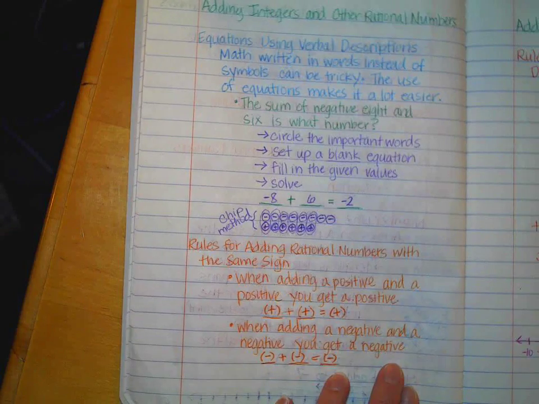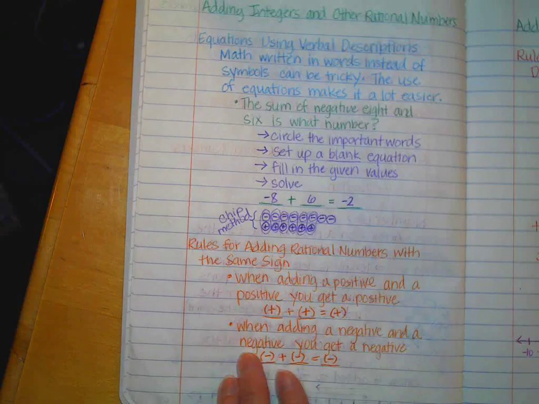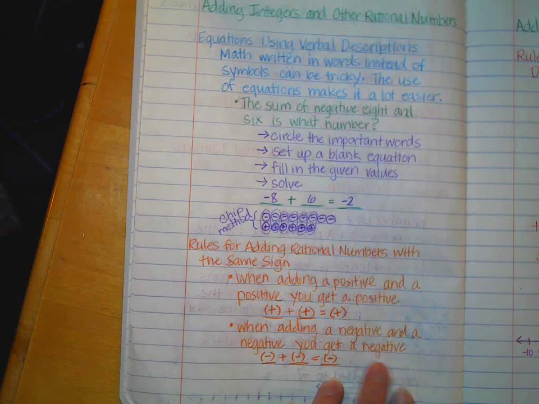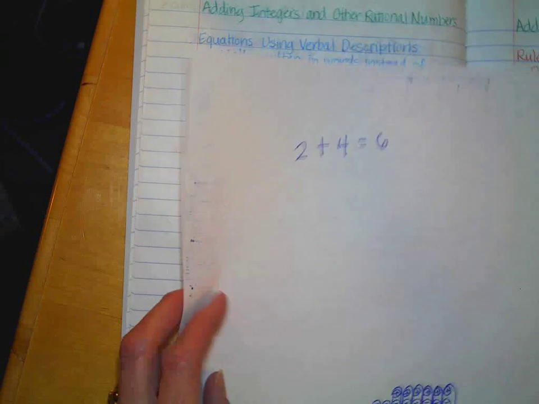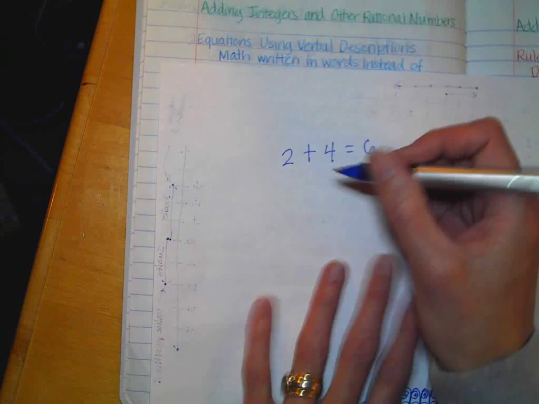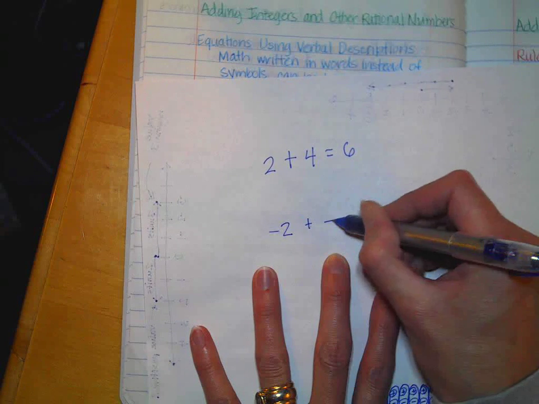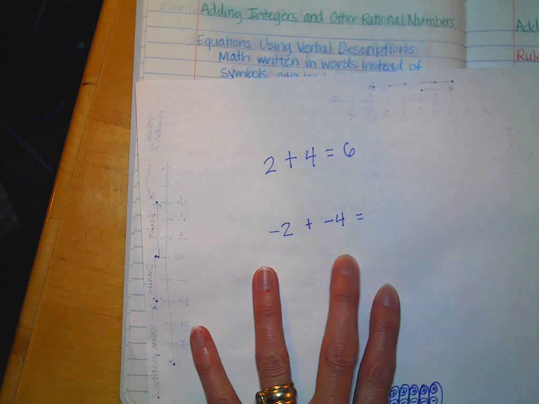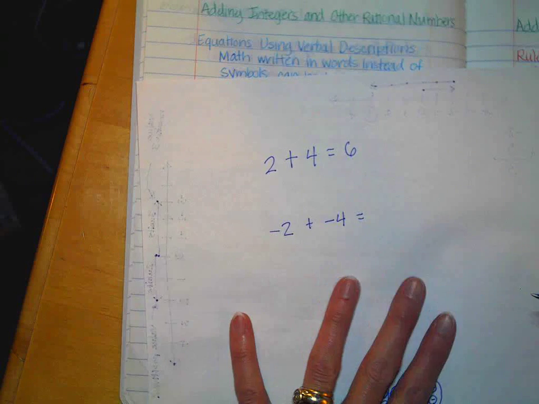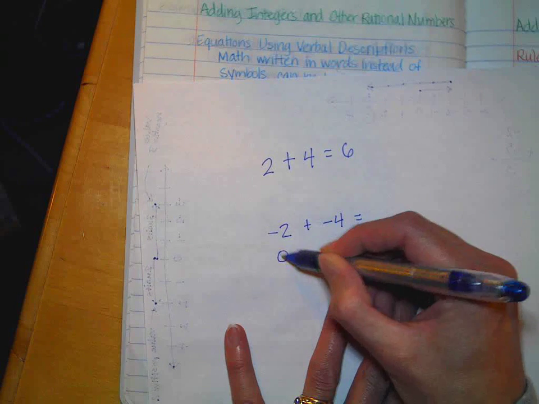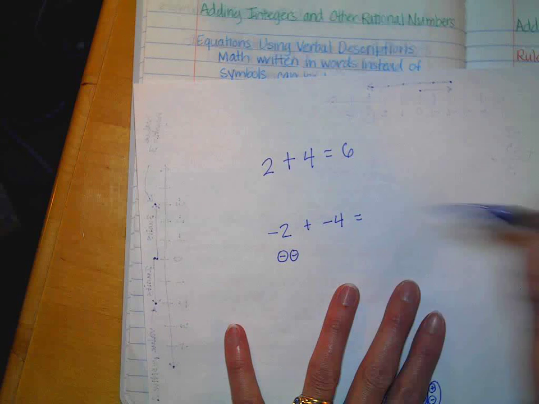When adding a negative and a negative, you get a negative. There's no way you can get anything else. The answer to a negative plus a negative is a negative because all you have is negative. Let's do that with the chip model to show. So if I have -2 plus a -4, what do you think my answer is going to be? Well, let's draw it and see.